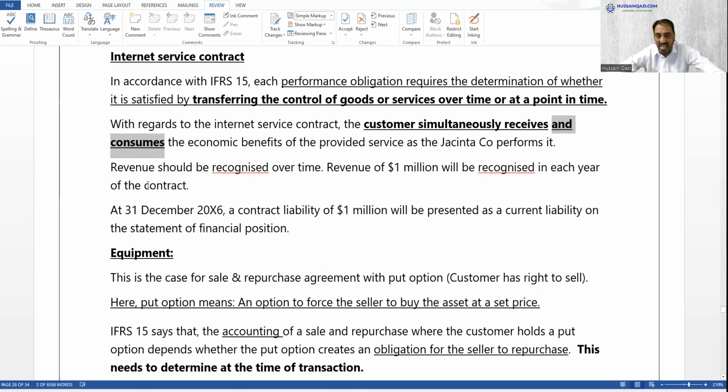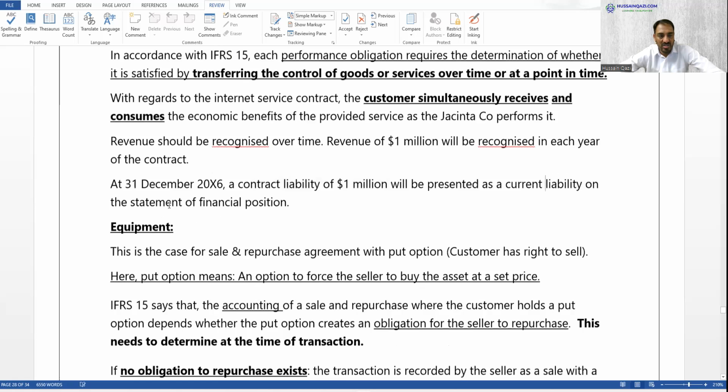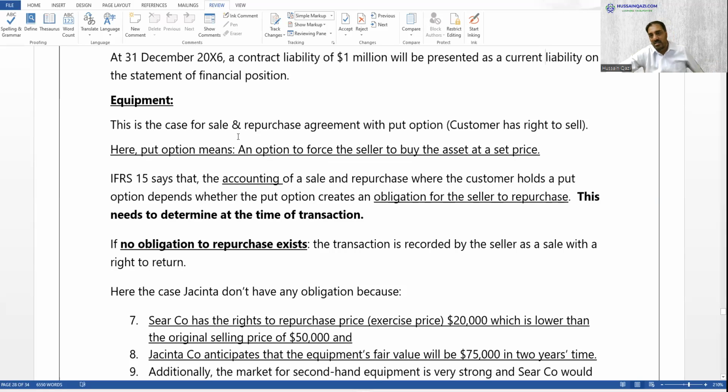Revenue of 1 million is recognized each year. At 31st December X6, a contract liability of 1 million will be presented as a current liability on the statement of financial position. Equipment, yes, very simple. This is the case of a sale and repurchase agreement with a put option.